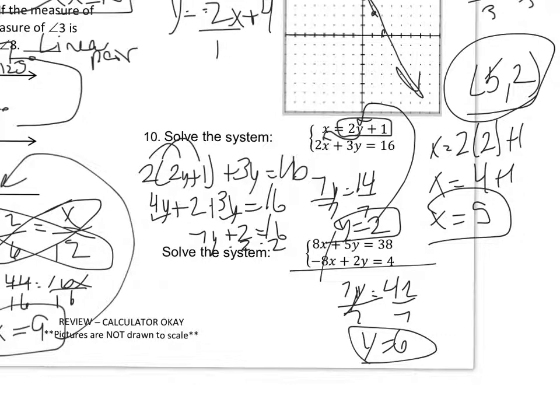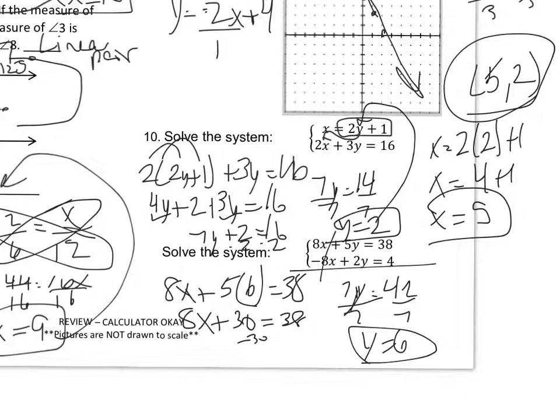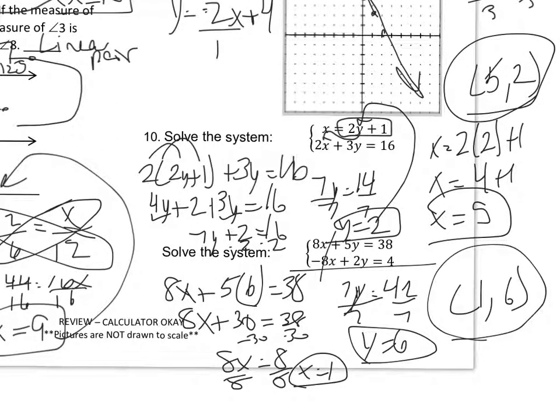So we have y already. 8x plus 5 times that 6 that we just found equals 38. Remember, we can use the top or bottom equation. Okay, simplify a little bit, so I get 8x + 30 equals 38. I'm going to subtract 30 from both sides to get x by itself, so I get 8x equals 8. Divide by 8, divide by 8, and I get x equals 1. My final answer is (1, 6), and there's my coordinate.